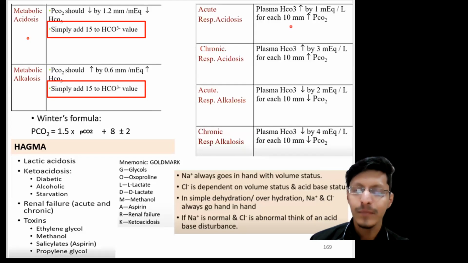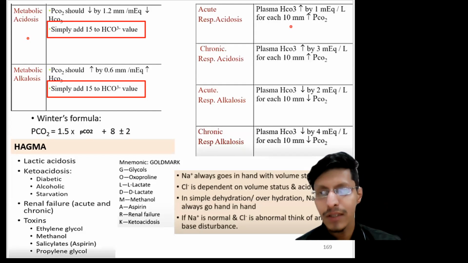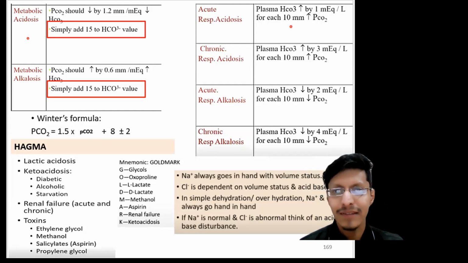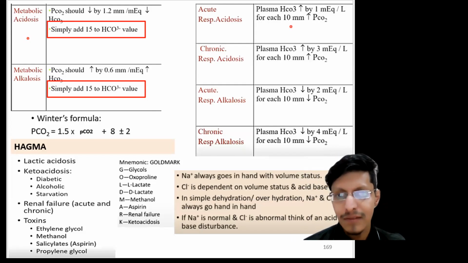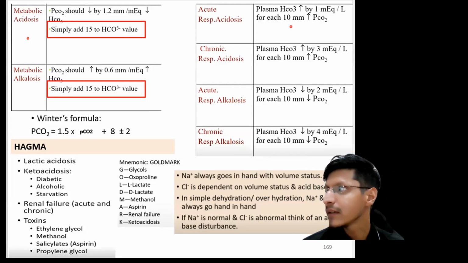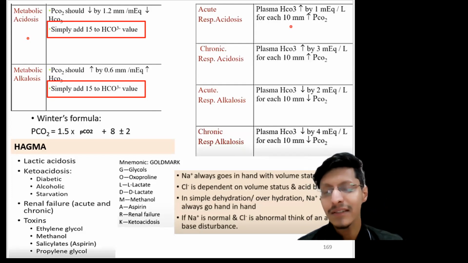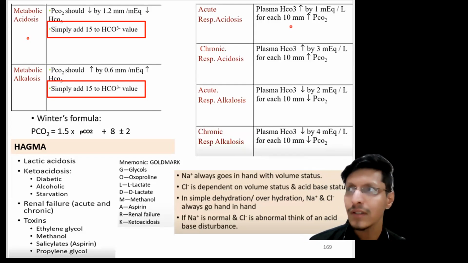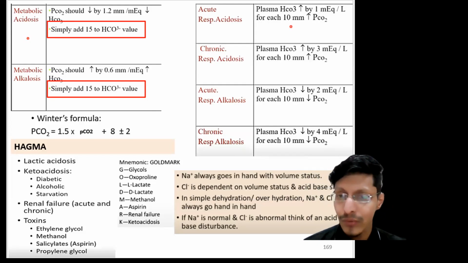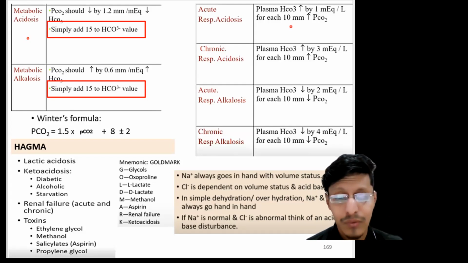In acute respiratory acidosis, plasma bicarbonate increases by 1 milliequivalent for every 10 mm rise in PCO2. In acute respiratory alkalosis, the bicarbonate decreases by 2 milliequivalent for every 10 mm reduction in PCO2. In chronic respiratory acidosis, bicarbonate increases by 3 milliequivalent per liter for each 10 mm of rise in PCO2. And for chronic respiratory alkalosis, it reduces by 4 milliequivalent for every 10 mm reduction in PCO2.